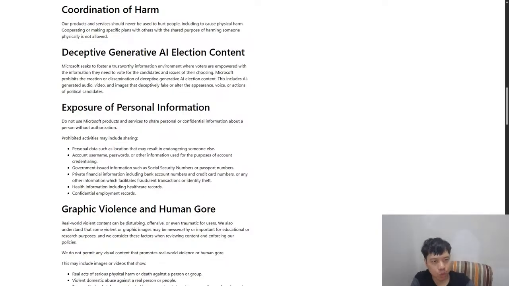Right. Exposure of personal information. Do not use Microsoft products and services to share personal or confidential information about a person without authorization. Right? Nice. Prohibited activities may include sharing personal data, such as location that may result in endangering someone else, account username, passwords, or other information used for the purposes of account credentialing, government issued information such as social security numbers or passport numbers, private financial information including bank account numbers and credit card numbers, or any other information which facilitates fraudulent transactions or identity theft.